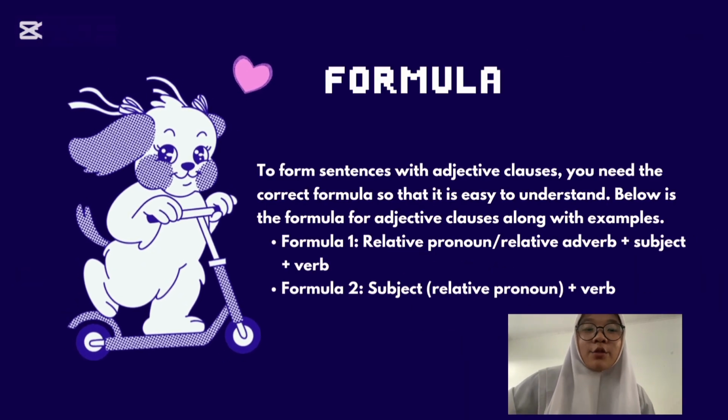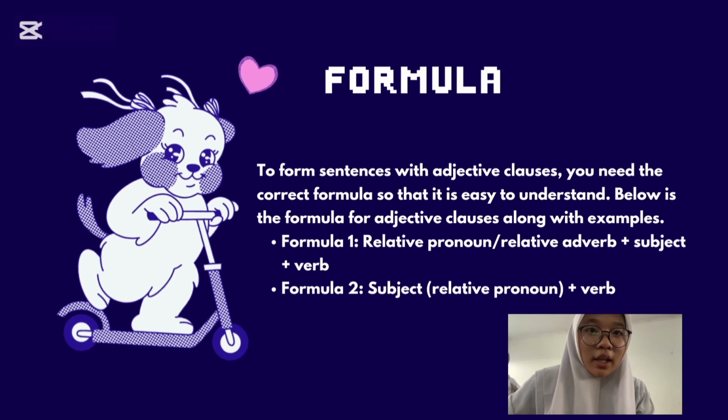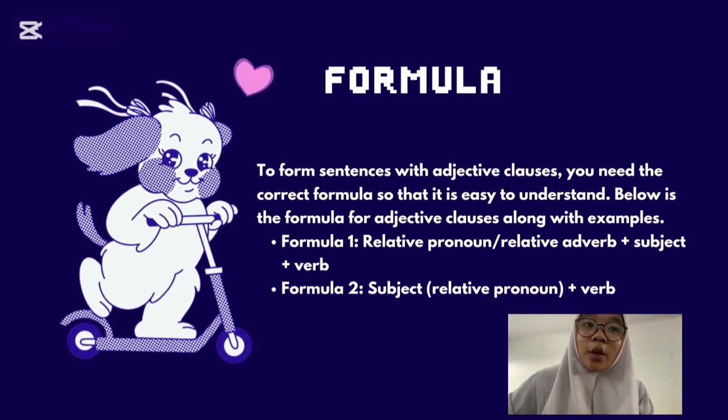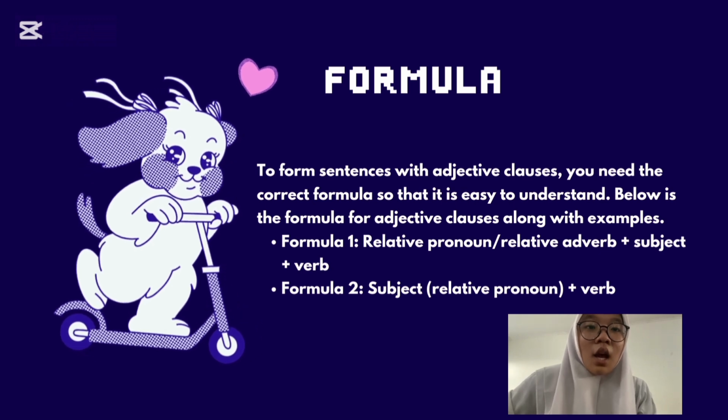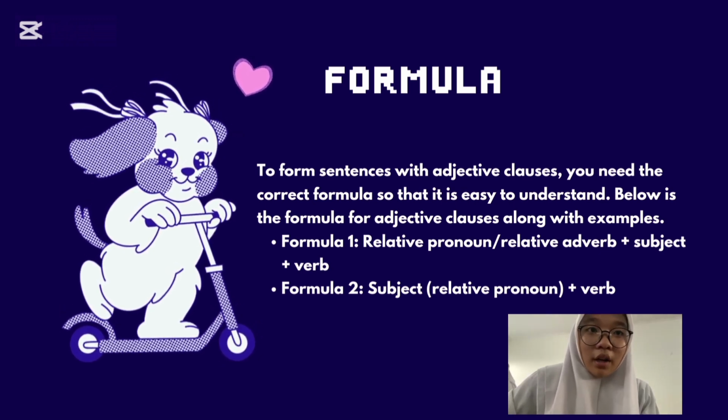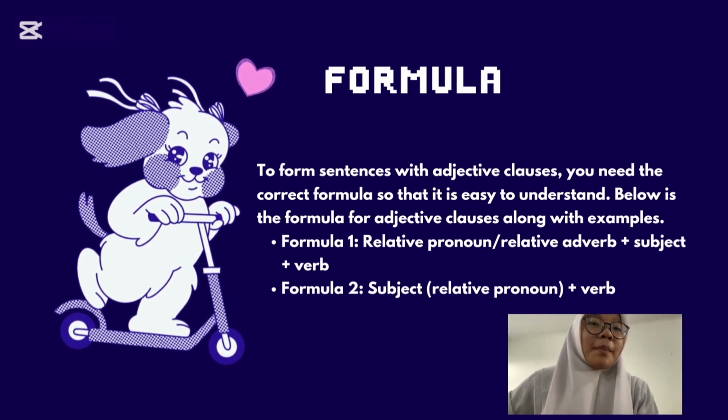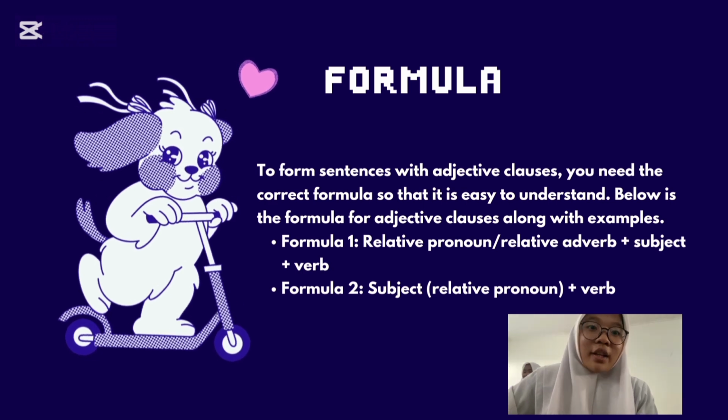The formula. To form sentences with adjective clauses, you need the correct formula so that it's easy to understand. Below is the formula for adjective clauses along with examples. Formula 1 is relative pronoun or relative adverb plus subject plus verb. And formula 2 is subject or relative pronoun plus verb.